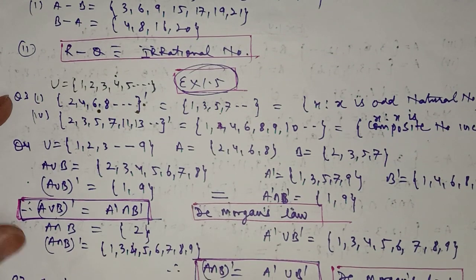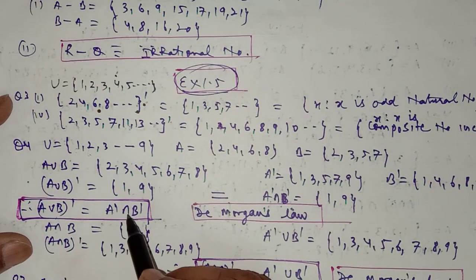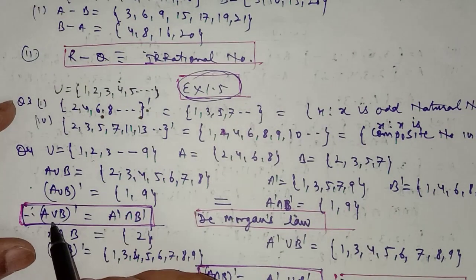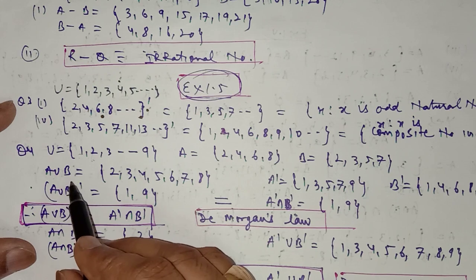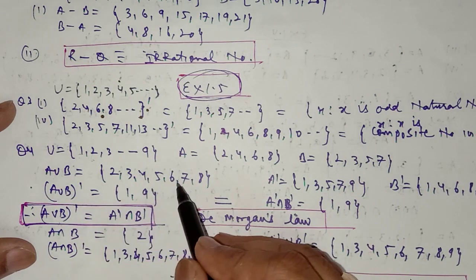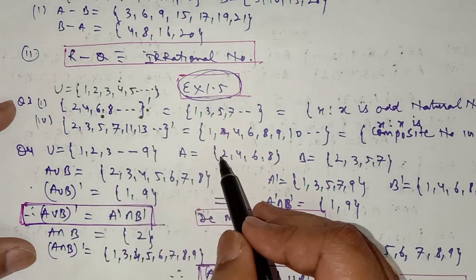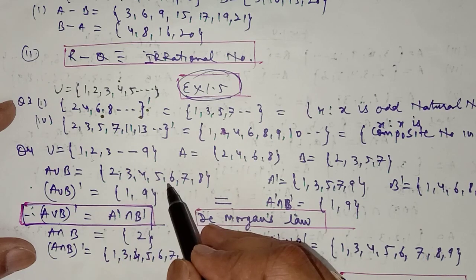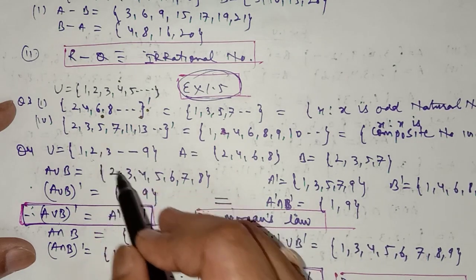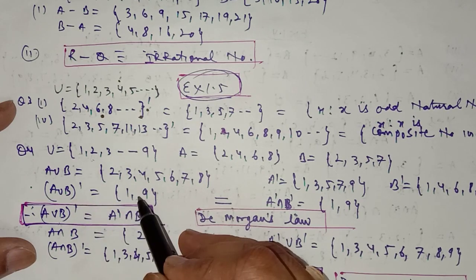The second part is that in place of union, if we have intersection here, then you have to bring union there. So we have to prove that (A union B) whole complement. First of all you have to find A union B. So it will be 2, 3, 4, 5, 6, 7, 8, which is the union of these two sets. Now the complement of this will be those elements which do not belong to A union B but are in the universal set. So 1 and 9 are not in this. So {1, 9} is the complement of A union B.